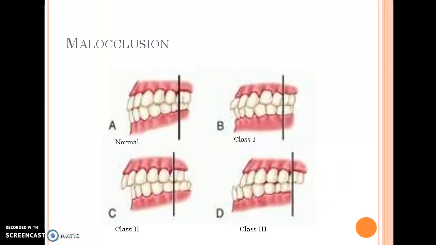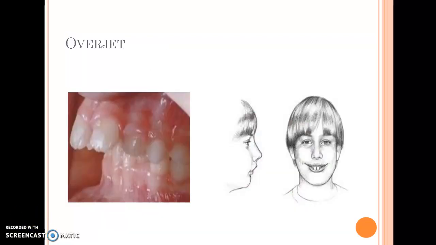So when we talk about malocclusion, there were some references to normal class 1, class 2, and class 3 occlusion in the last lecture. So we're going to give you some actual images for what this type of occlusion looks like. So overjet is part of a malocclusion where the maxillary anterior teeth are quite far out horizontally from the mandibular anterior teeth, as you see in this photograph.